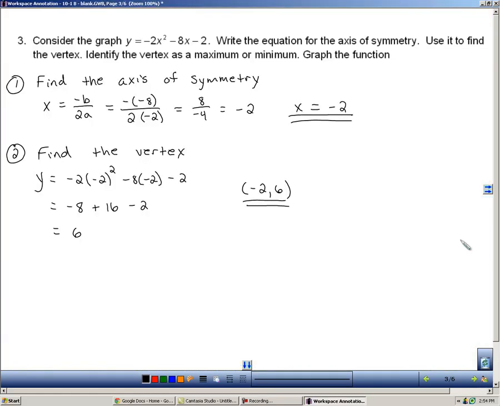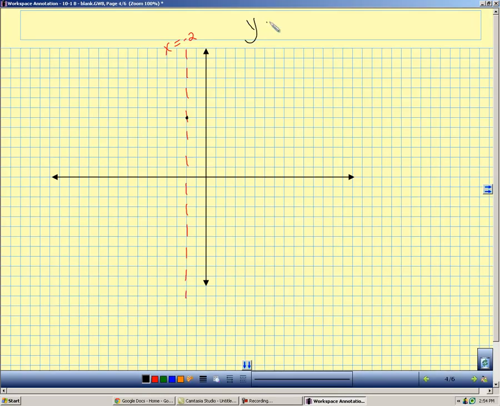Now, one more thing I want to point out, and I'll write this as y equals negative 2x squared minus 8x minus 2, so I can have it in front of me. Remember, we talked about in section A that negative in front of the squared term means the parabola opens down. So I know my parabola is going to open down here. So I'm going to put my ordered pair negative 2, 6 right here, just so that I remember that that's what the vertex is.